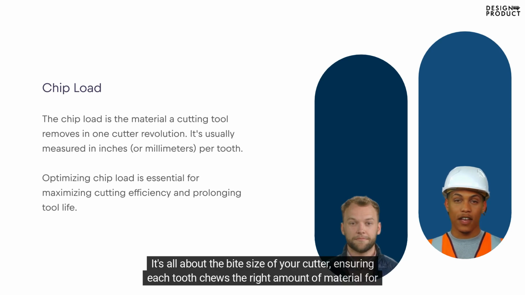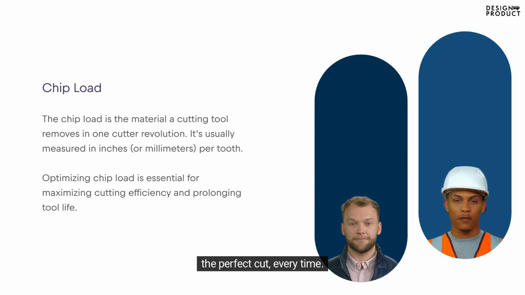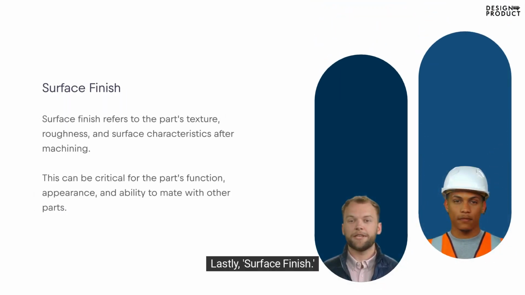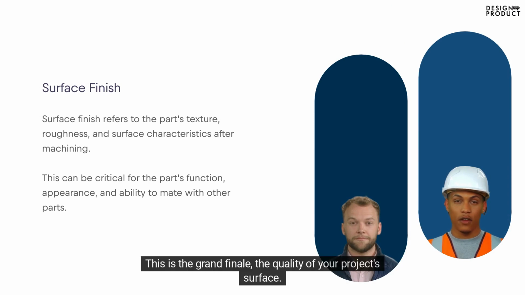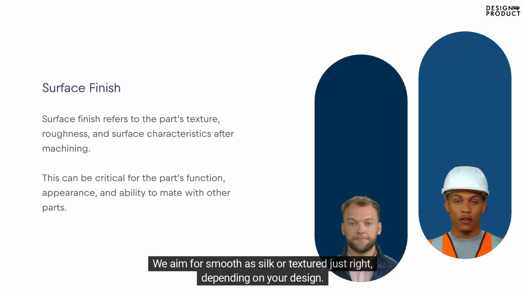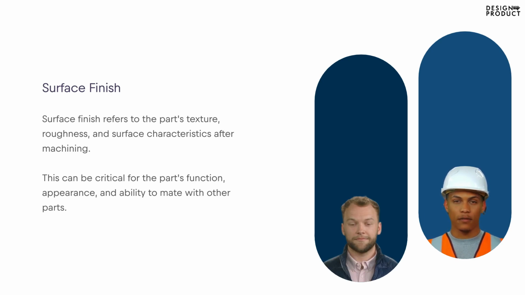It's all about the bite size of your cutter, ensuring each tooth chews the right amount of material for the perfect cut every time. Lastly, surface finish. This is the grand finale, the quality of your project's surface. We aim for smooth as silk or textured just right, depending on your design.